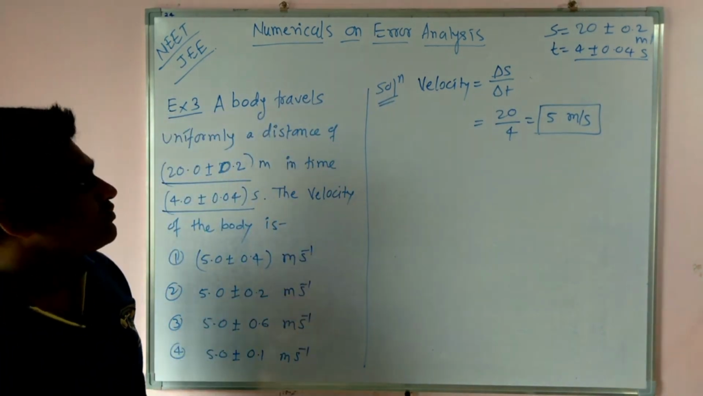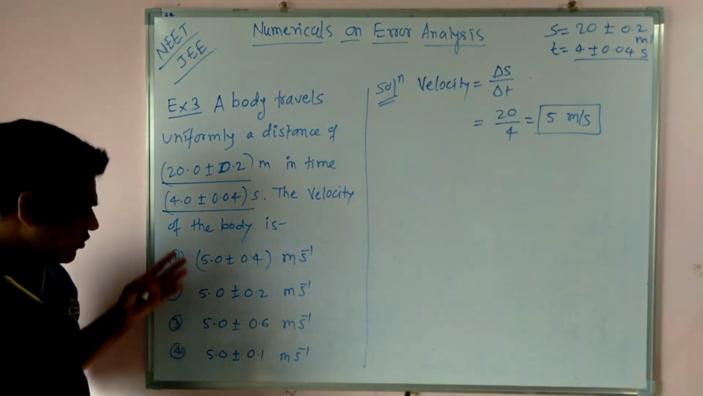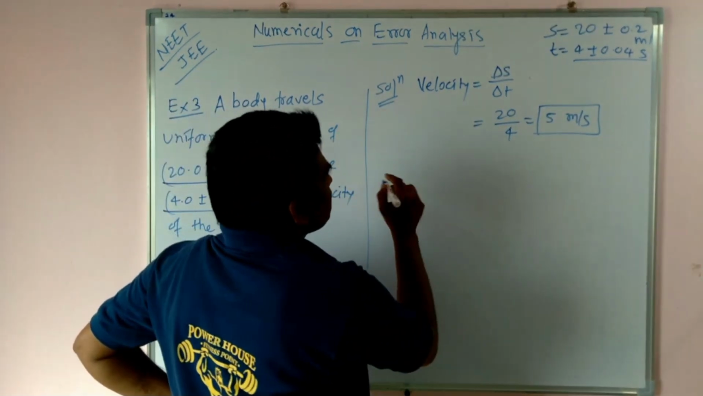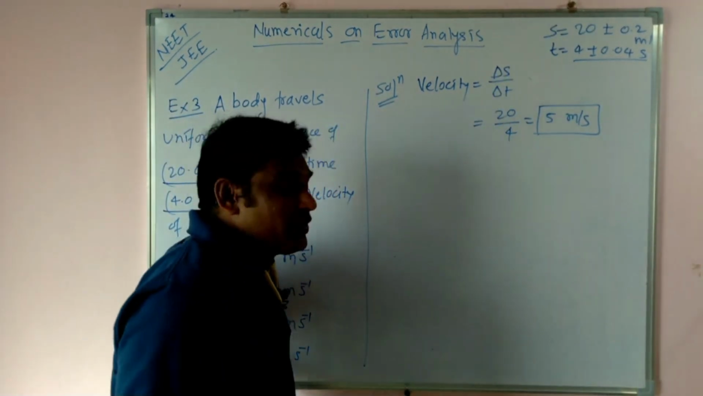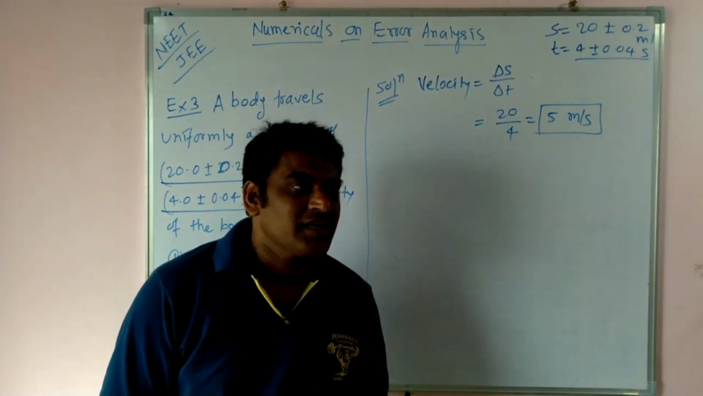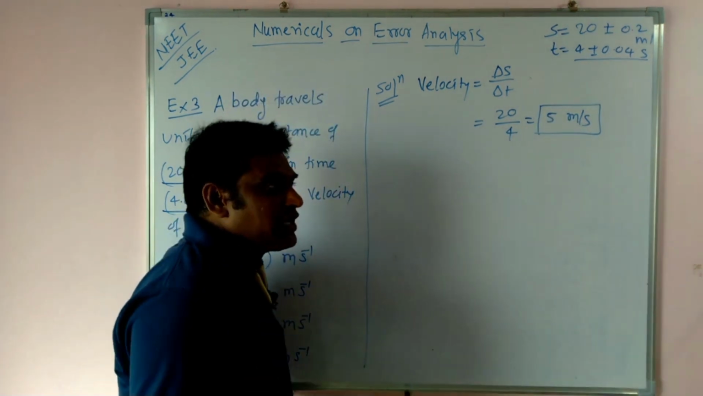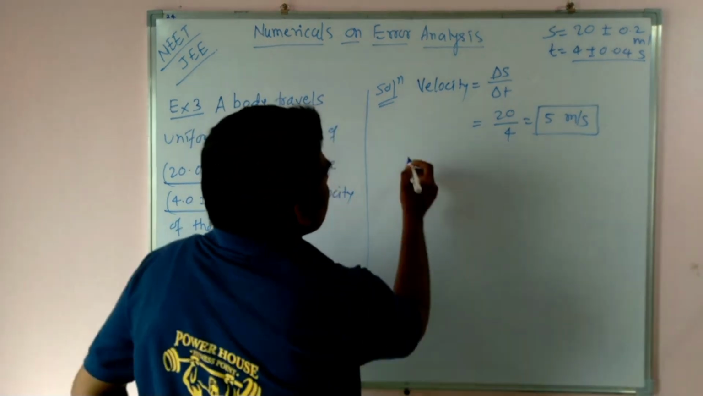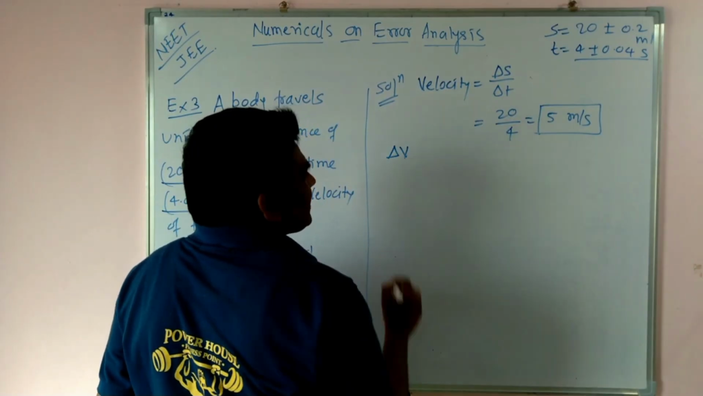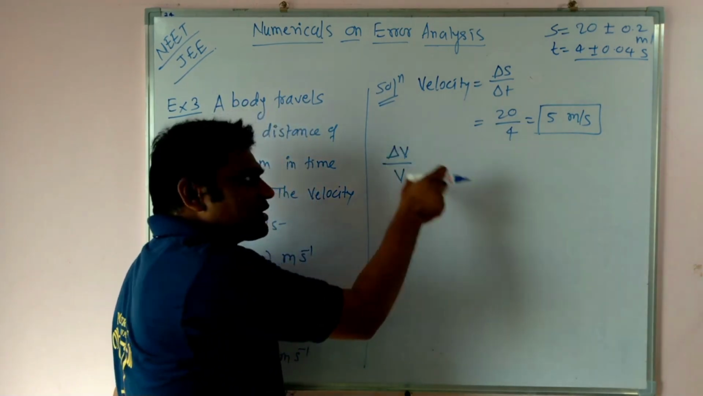Now we have to find out the error. Everywhere 5 is there, so we cannot decide the answer. So we have to calculate the error. Now this is a division, so we cannot calculate the error directly, but we can calculate the relative error. So first write down the expression for relative error, and from that you will get the error. Let us say dv is the error in measurement of velocity. dv by true value of v is the relative error.